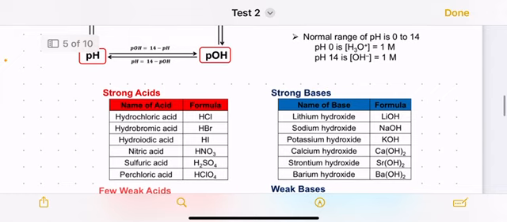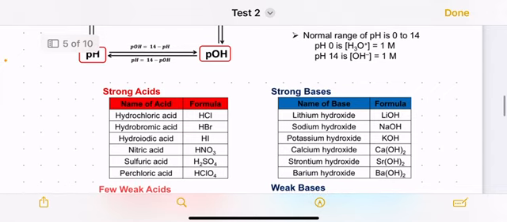The normal range of pH is from 0 to 14. A pH of 0 means that the hydronium concentration is equal to 1 molarity, and pH 14 means that the hydroxide concentration is equal to 1 molarity.